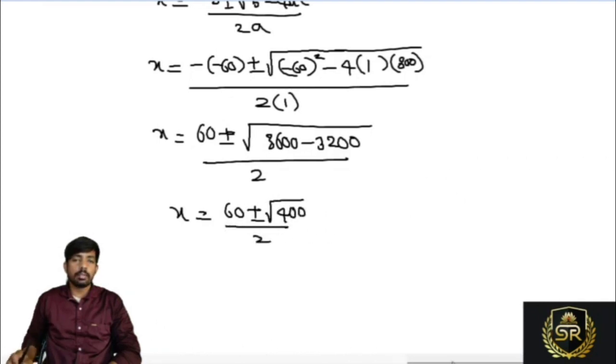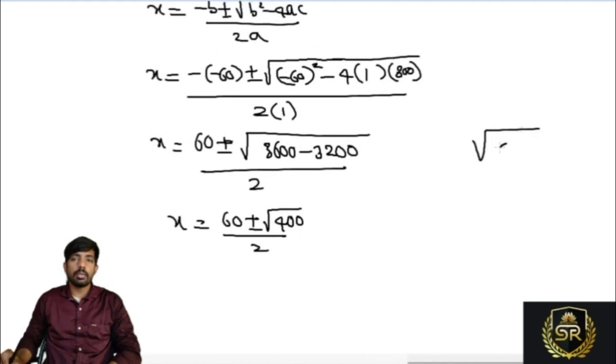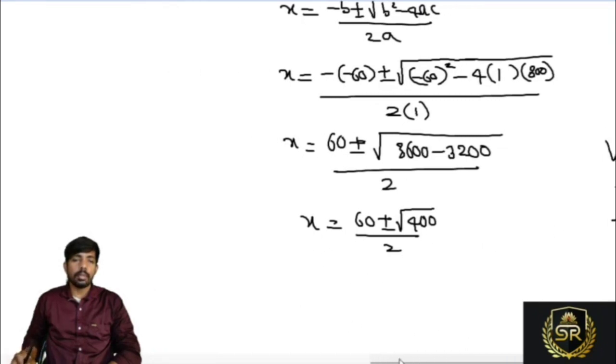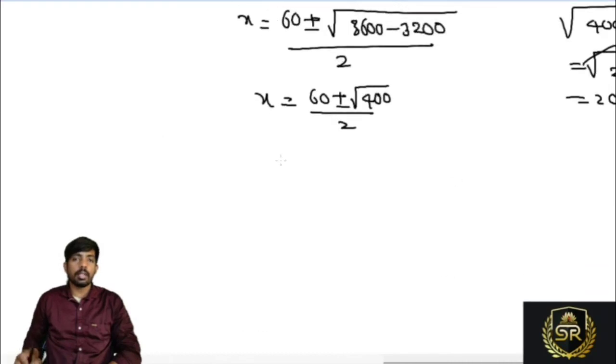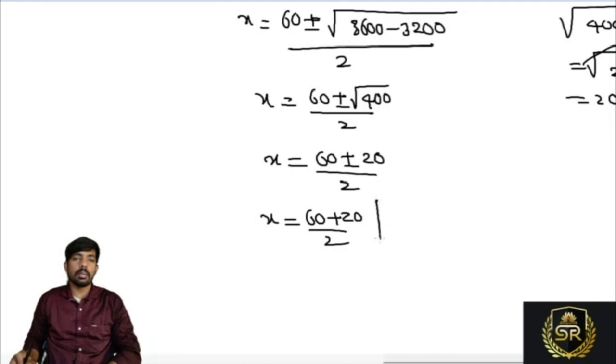So root over 400 can be written as root of 20 square, the square root cancels, and we get 20. So x equals 60 plus or minus 20 by 2. First consider plus: 60 plus 20 is 80 by 2. Next consider minus: 60 minus 20 is 40 by 2.